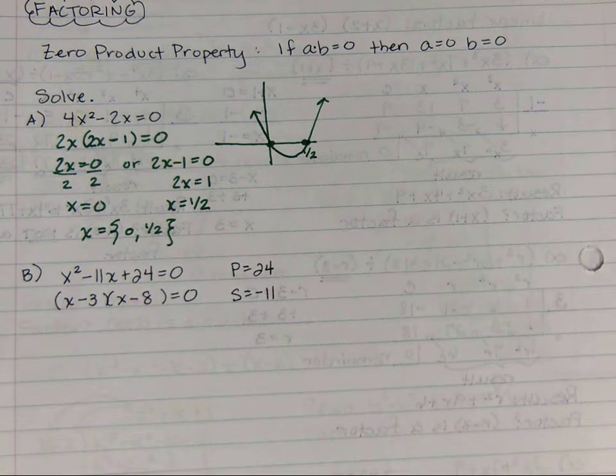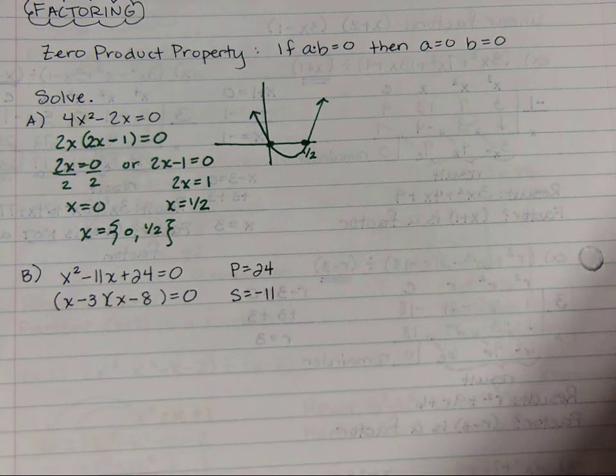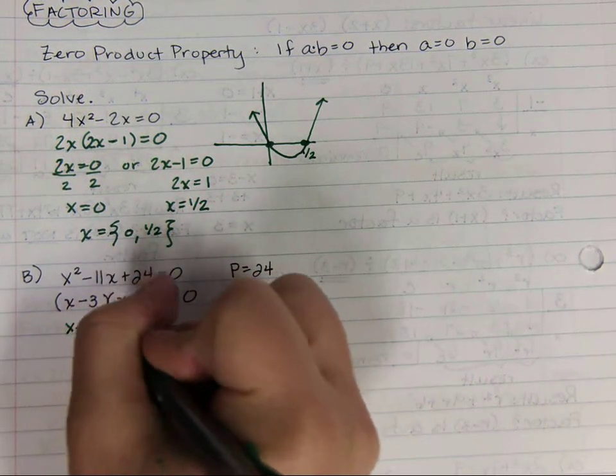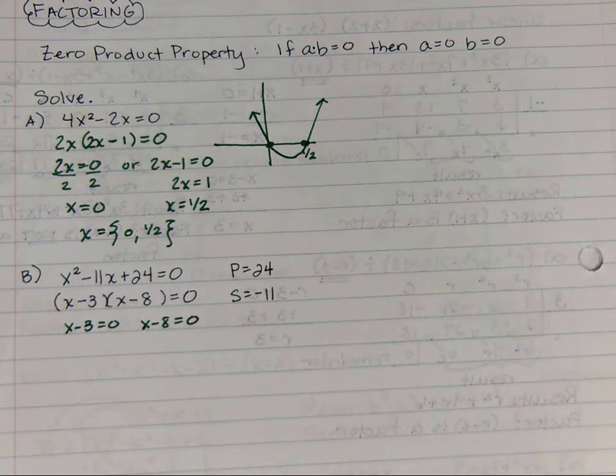And I'm just going to double check that minus 3 minus 8 is negative 11, and they multiply to be positive 24 before I move on. So again, now I've factored, still set equal to 0. Now you can solve. Either the x minus 3 factor has to be equal to 0, or the x minus 8 factor has to be equal to 0.